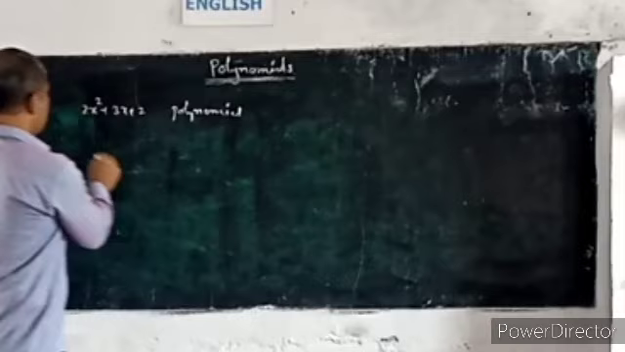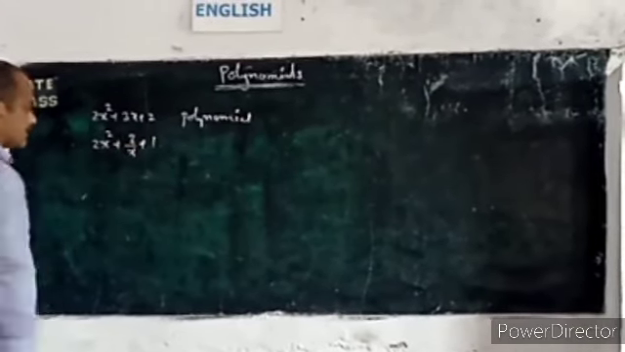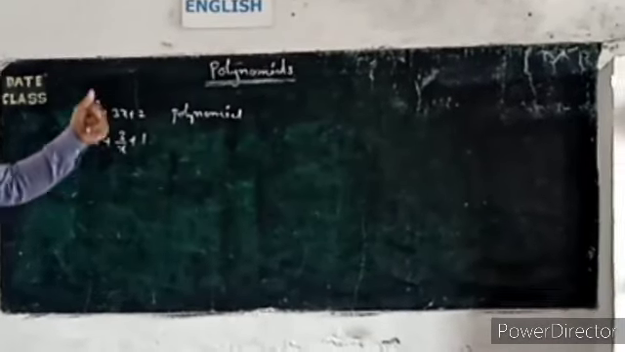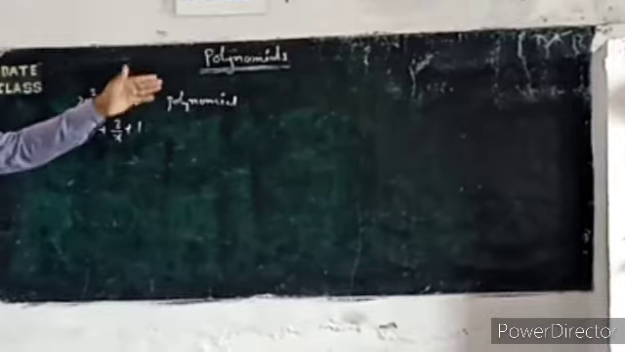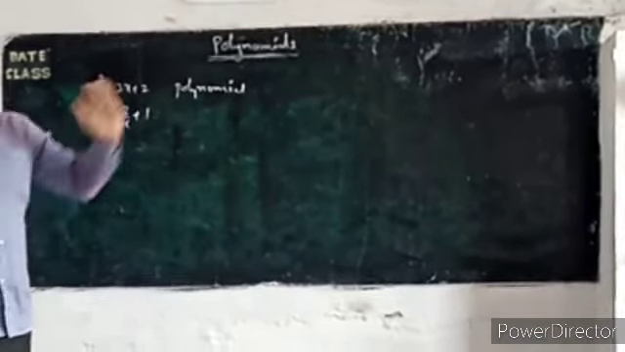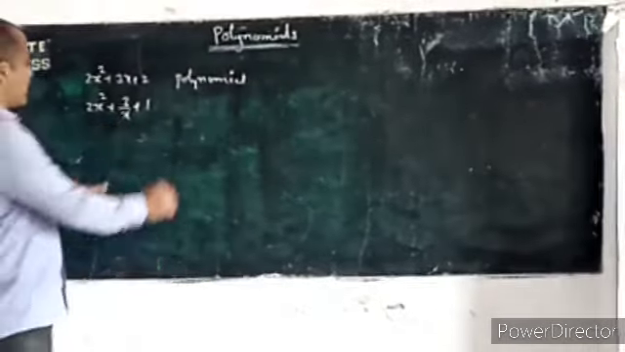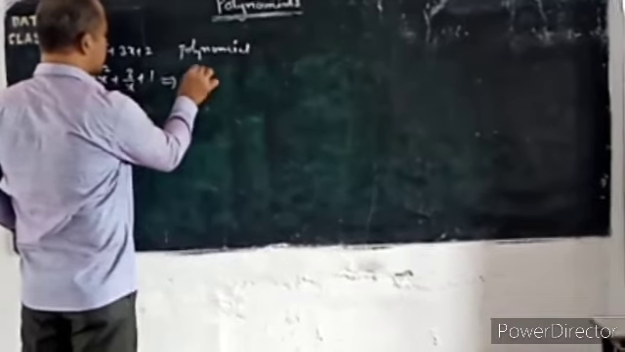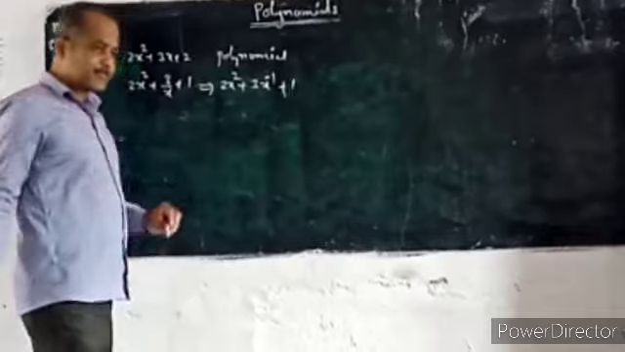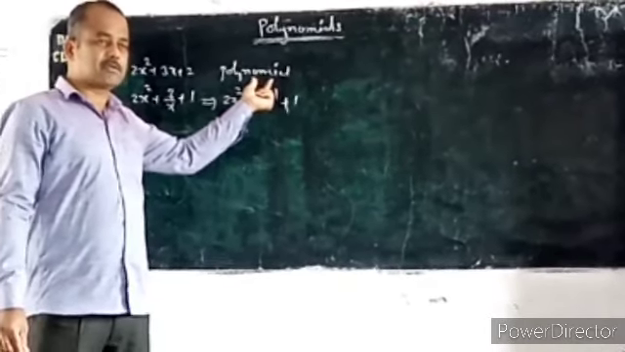Now, 2x square plus 3 by x plus 1. 3 by x is, as per the exponent formulas we discussed in earlier classes, a power minus n is nothing but 1 by a power n. This is in that form only. So it can be written the other way as 2x square plus 3x power minus 1 plus 1. In this one term contains a negative integer as the exponent.